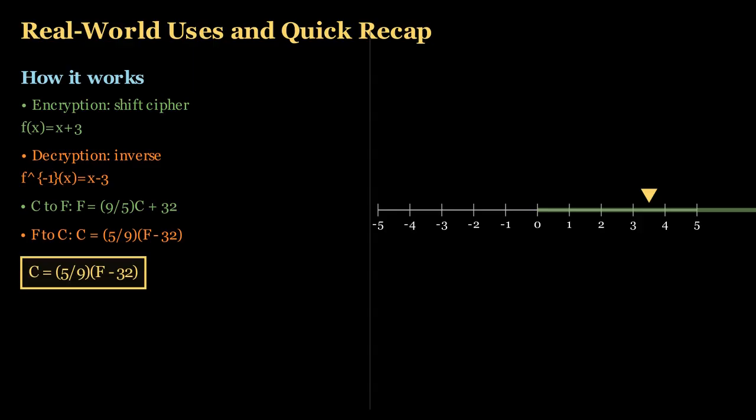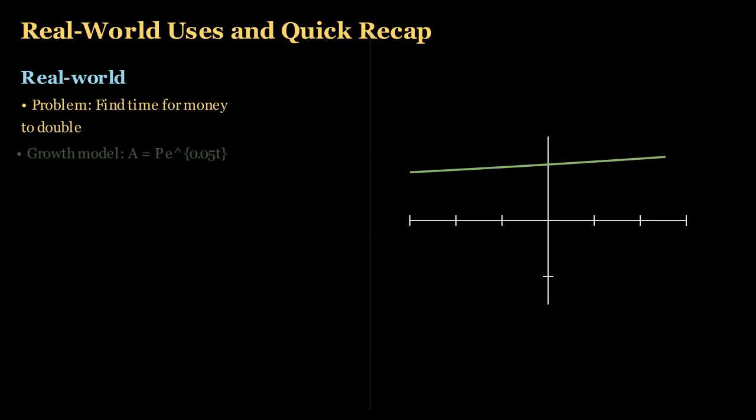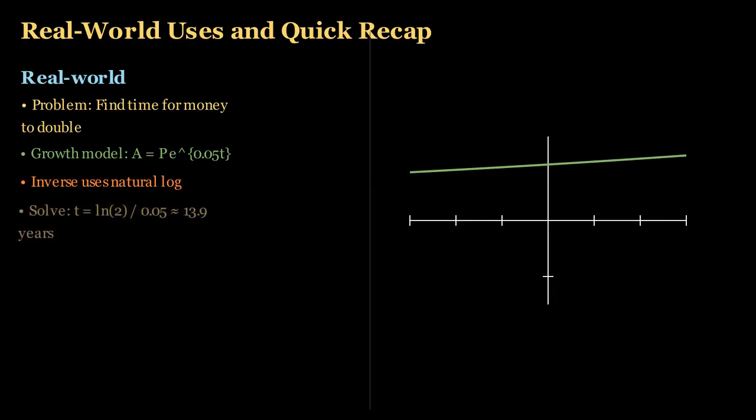We set a over p equal to 2, giving us 2 equals e to the 0.05 t. To undo the exponential, we apply its inverse, the natural log. Taking the natural log of both sides gives us ln of 2 equals 0.05 t. Finally, we solve for t by dividing by 0.05. The natural log of 2 is about 0.693, so t is about 13.9 years. The inverse function let us solve for the input time directly from the output amount.